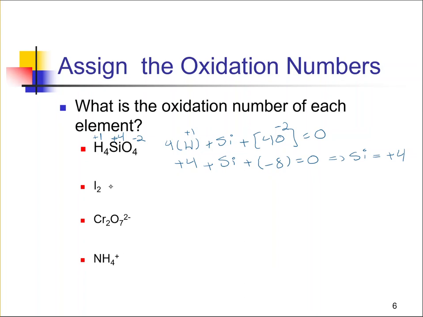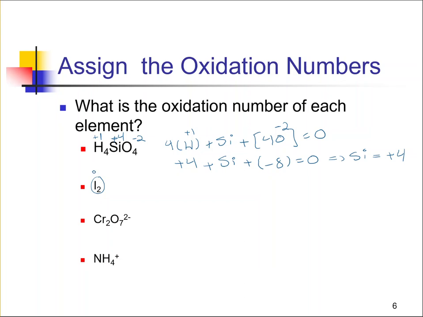Now let's look at I2. So I2 is an element. Iodine is one of the diatomic molecules in its elemental form. It appears as I2, diatomic. And remember our rule, the oxidation number of all pure elements is 0.